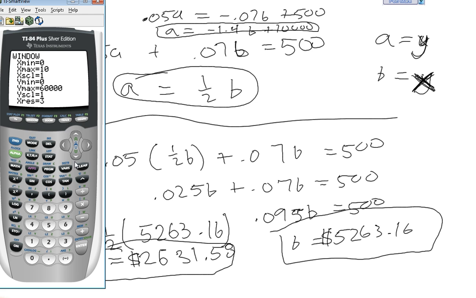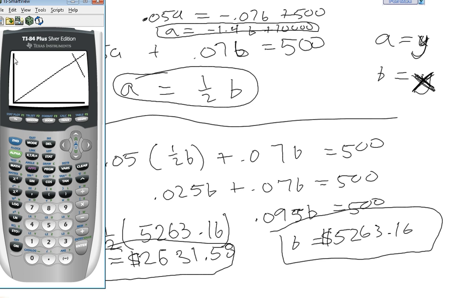I know I want this only in the first quadrant, since you can't have negative dollar amounts. And I know that x is equal to 5,263, so I want to at least go beyond that point. And then my y value is 2,631, so I'll just go from 0 to 3,000. And now when I hit graph, there it is.